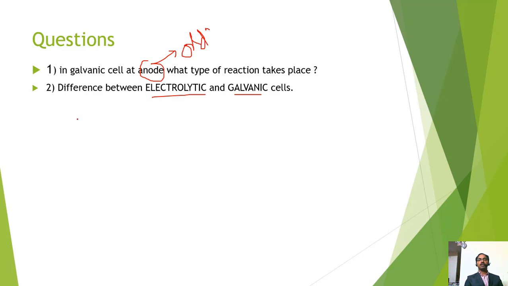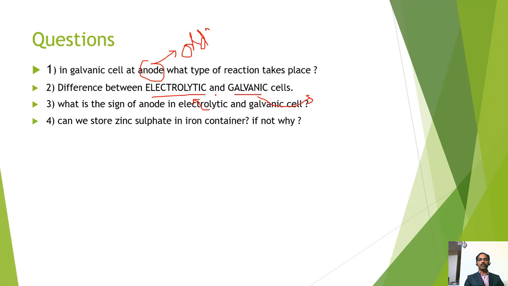Next, the difference between electrolytic and galvanic cell. In the galvanic cell, electricity is produced, and in the electrolytic cell, electricity is received. In the galvanic cell, a spontaneous chemical reaction takes place. In the electrolytic cell, a non-spontaneous chemical reaction takes place.